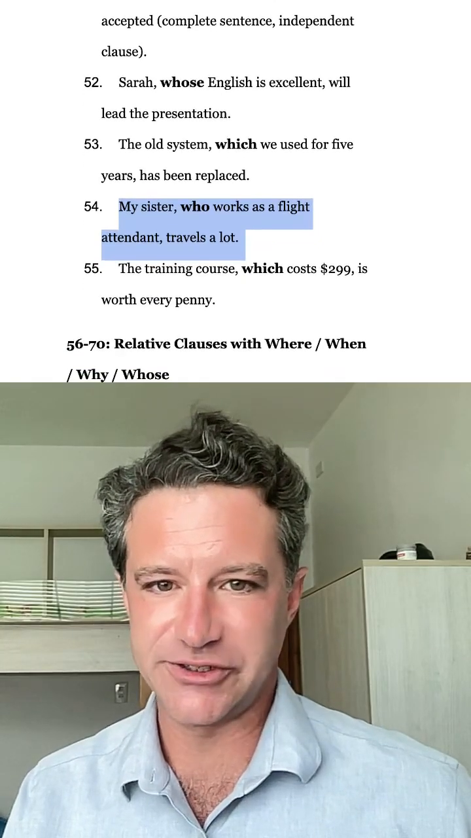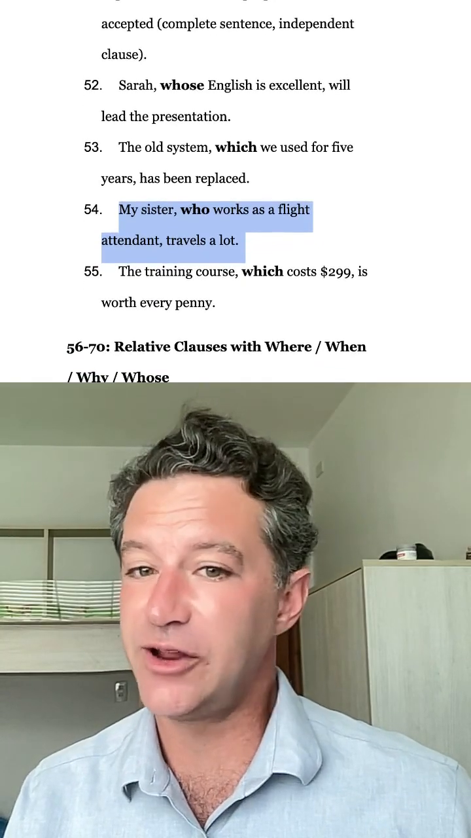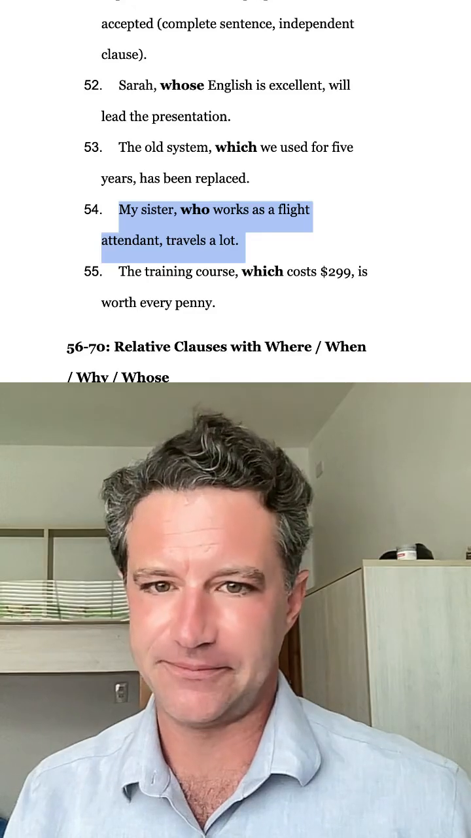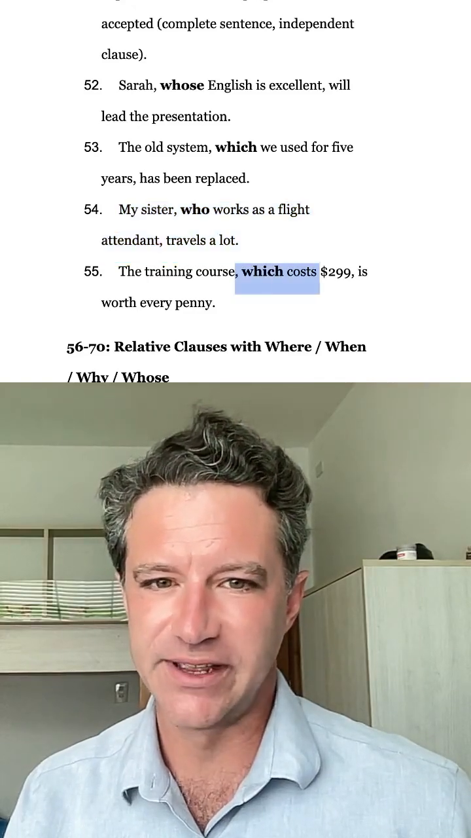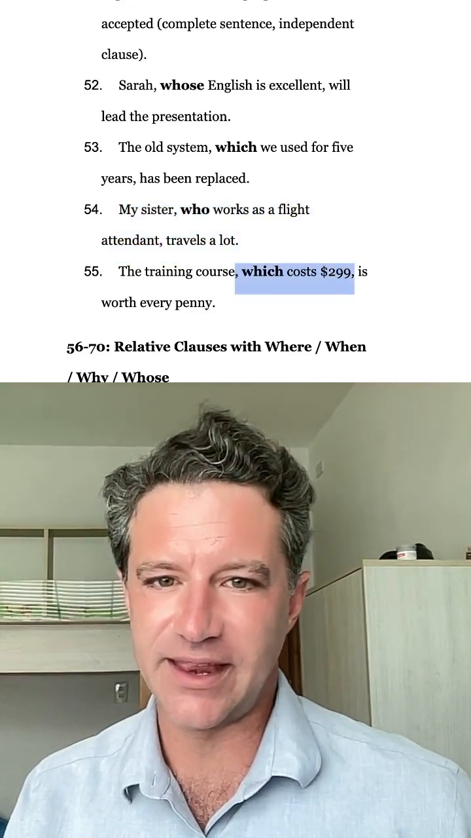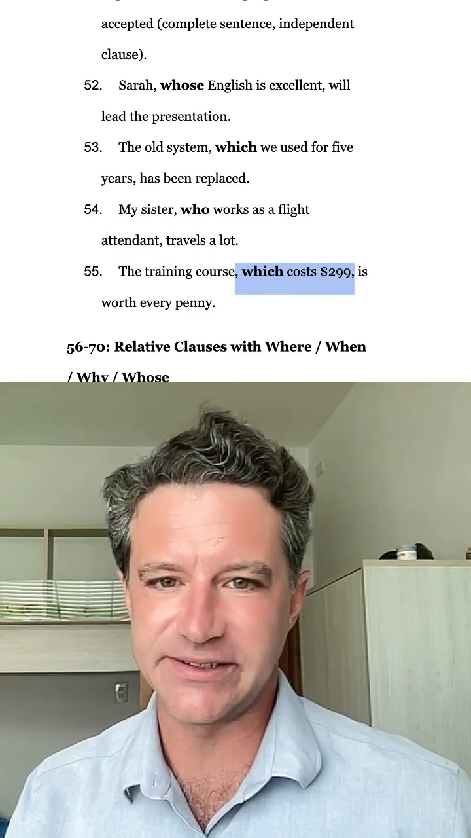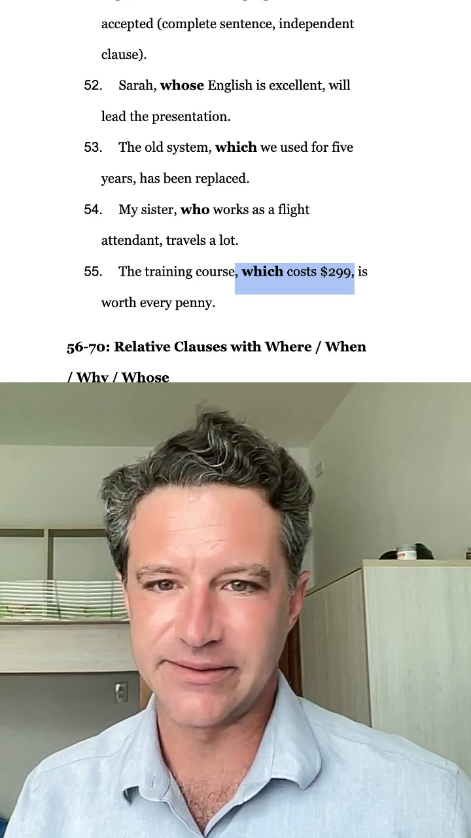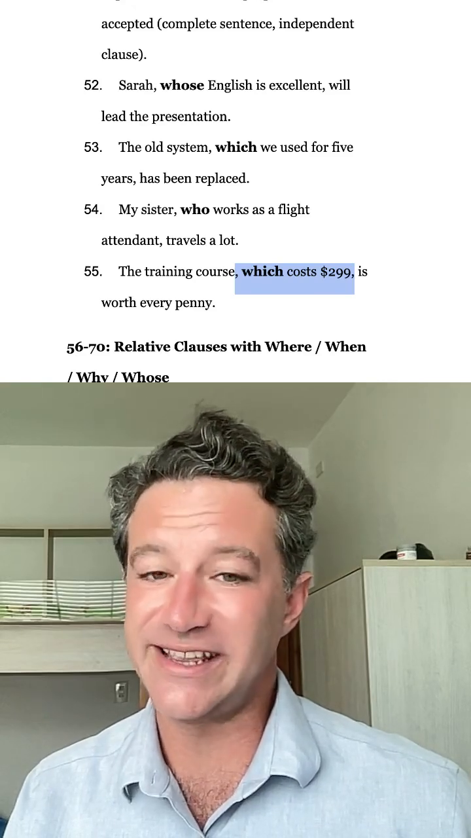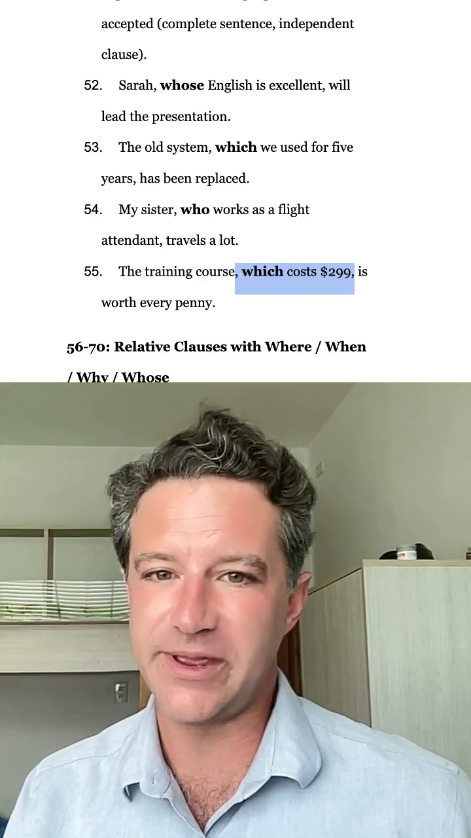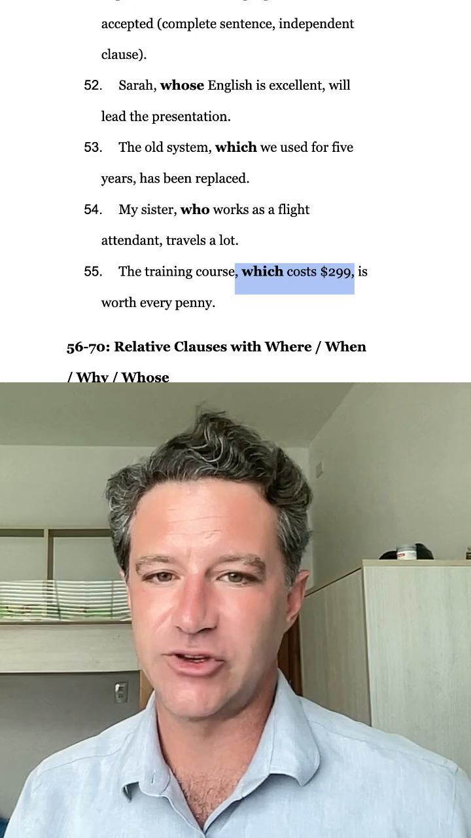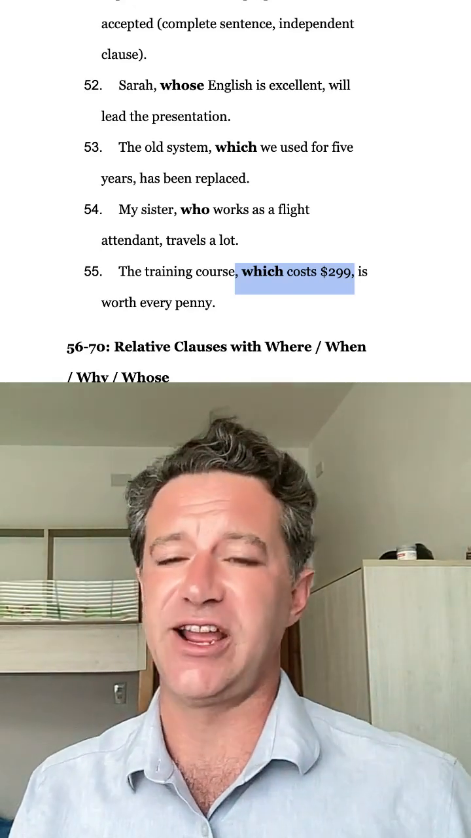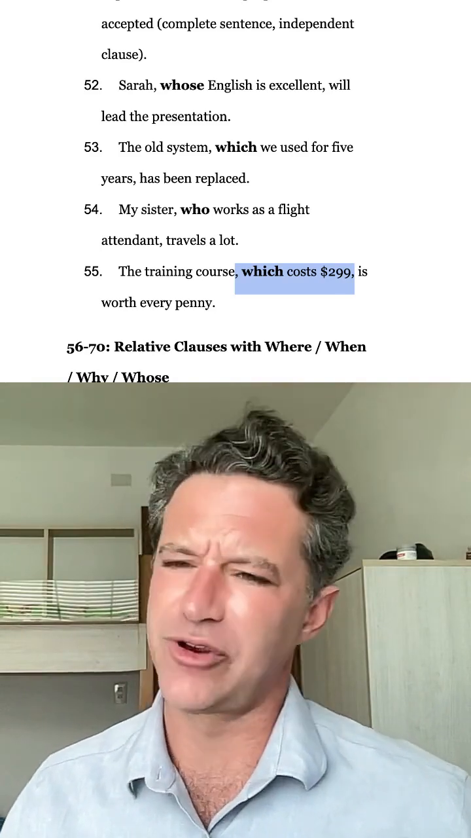The training course, which costs $299, is worth every penny. Again, we have this dependent clause here. It cannot be a complete sentence. We need a comma at the beginning and a comma at the end. Because the training course is worth every penny, that would be a complete sentence. But the training course, which costs $299, is worth every penny.